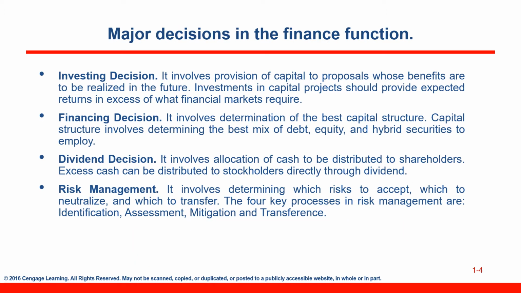So what are the major decisions in the finance function? We have four major decisions: the investing, the financing, the dividend, and the risk management decision. In the investing decision, it involves the provision of capital to proposals whose benefits are to be realized in the future. So usually investment in capital projects should provide expected returns in excess of what financial markets require.